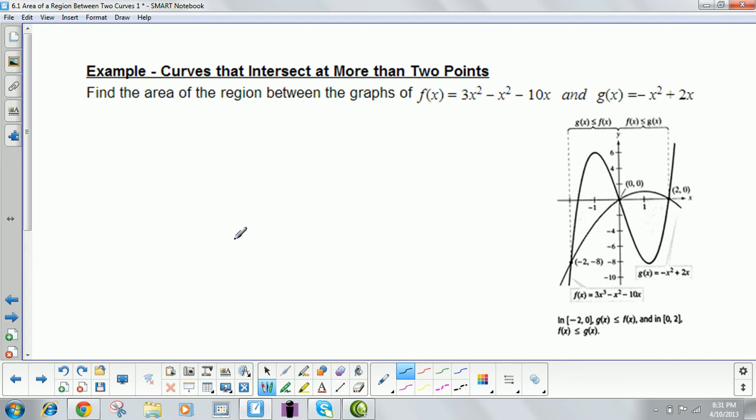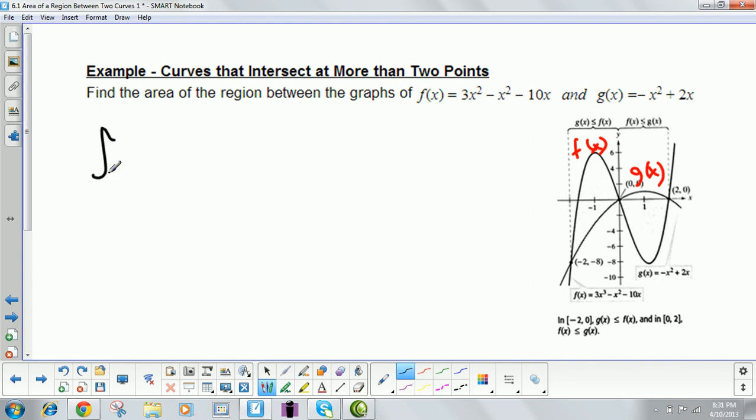Okay, so if we look at this one, it says to find the area of the region between the graphs of f of x and g of x. So, you have your f of x function and your g of x function. The key thing to identify is that between x equals negative 2 and 0, f of x is your upper function, but between 0 and 2, g of x is your upper function. So you're going to have to take two different integrals.